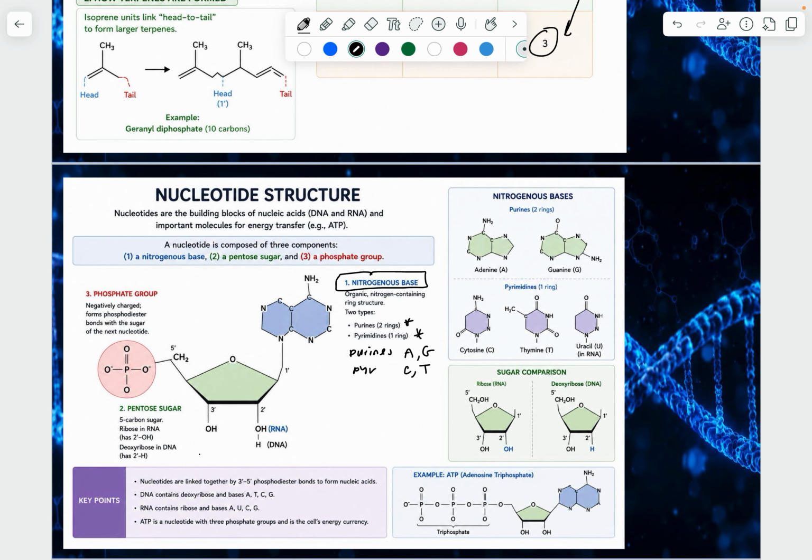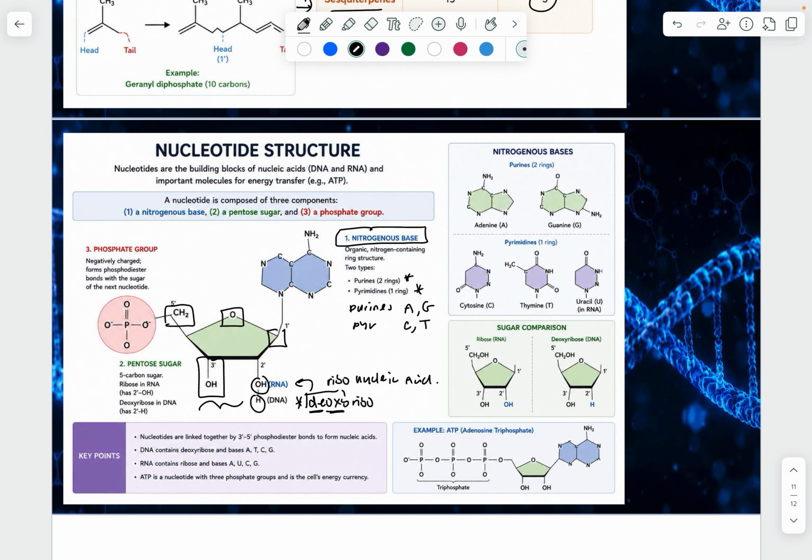Now, this is your sugar. So DNA has an H, RNA has an OH. That's why you call DNA deoxyribonucleic acid, because it lacks an oxygen that the RNA has. That's why the other is called ribonucleic acid rather than deoxyribonucleic acid. Notice how the 3, the 1, the O, and the 5 are all the same.